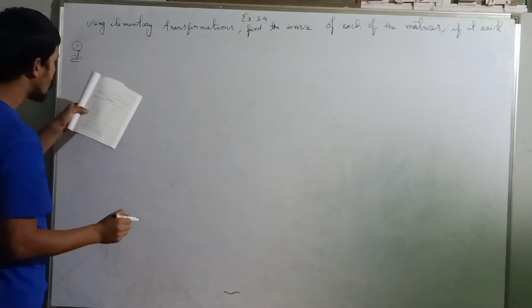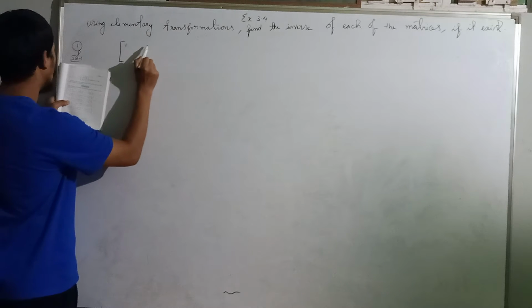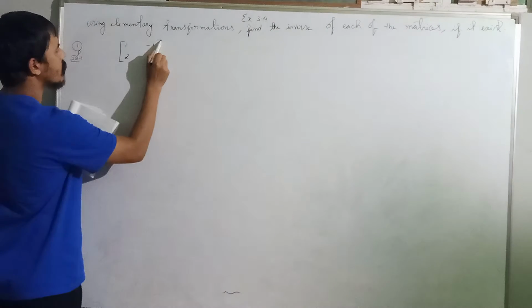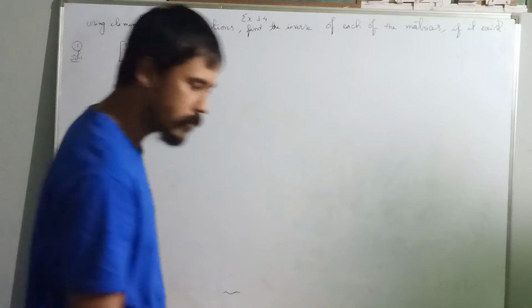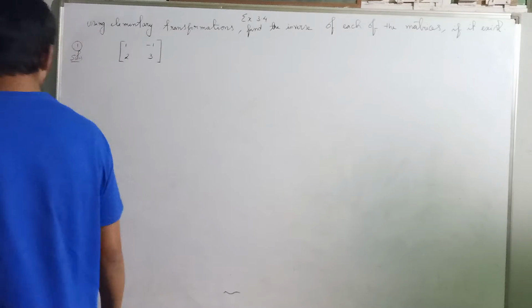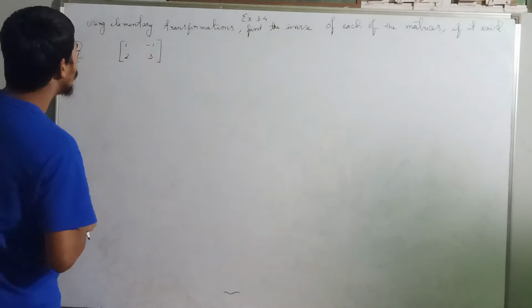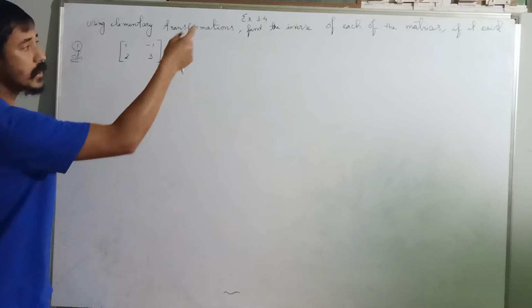Okay, so 1, minus 1, 2, 3. This is your given matrix. It's a 2 cross 2 matrix, 2 rows, 2 columns. Yesterday you have learned that. So using elementary transformation, find the inverse of the matrices if it exists.